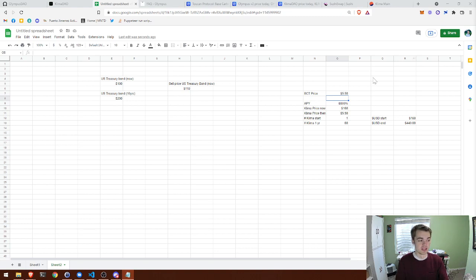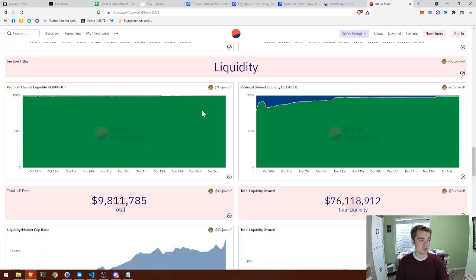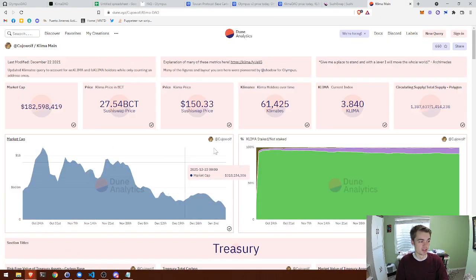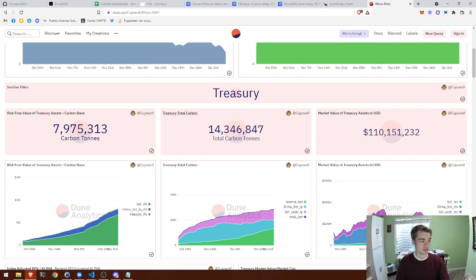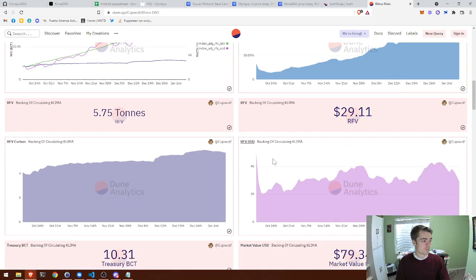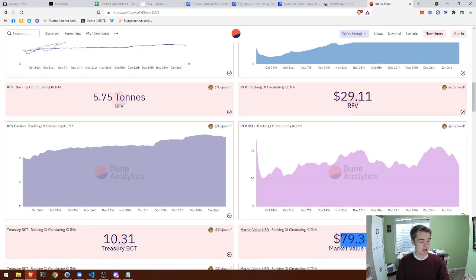Now that's the promise, is that KLIMA will always be backed by $5.50, right? However, if you look at KLIMA's treasury, which this is the dashboard to look at everything in KLIMA, you'll find that sometimes KLIMA will have more than 1 carbon credit per KLIMA token in their treasury. In fact, right now it's a lot more than 1 carbon credit per KLIMA in their treasury. Right now, there is about $80 worth of stuff in the treasury per KLIMA. What is this stuff? So first off, let's go ahead and just say there's almost 6 tons of carbon per KLIMA, okay?